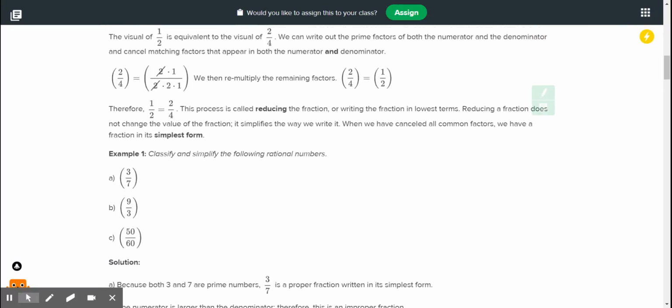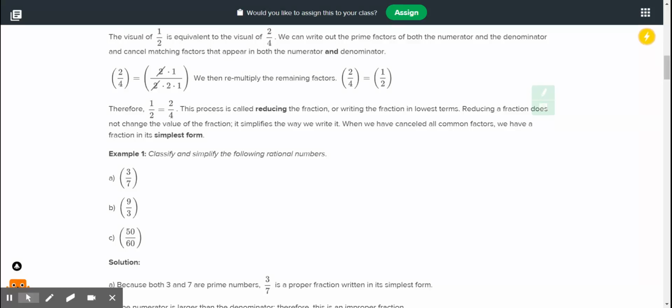So therefore, 1/2 being equal to 2/4, this process is called reducing the fraction or writing the fraction in its lowest terms. So reducing a fraction does not change the value of the fraction, but it simplifies the way we write it. When we have canceled all common factors, we have a fraction in its simplest form.